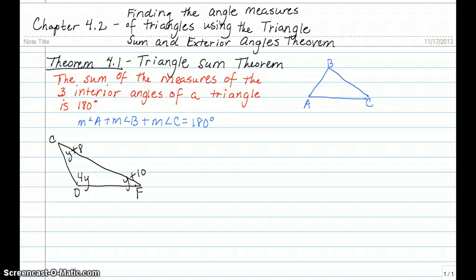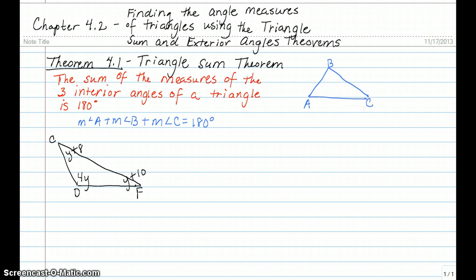This is chapter 4.2, finding the angle measures of triangles using the triangle sum and the exterior angles theorems. In theorem 4.1, the triangle sum theorem, the sum of the measures of the three interior angles of a triangle is 180 degrees. Meaning, if you look at this picture here, the measure of angle A plus the measure of angle B plus the measure of angle C is going to equal 180 degrees.